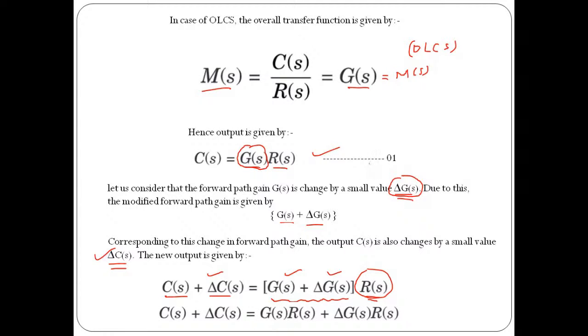Now from equation number 1, G(s) into R(s) is nothing but C(s). So this G(s) into R(s) and this C(s) are the same, so we cancel them out. And finally, we conclude that the change in output due to a change in forward path gain by a small value delta G(s) is delta C(s), which is nothing but delta G(s) into R(s). This will be your equation number 2.